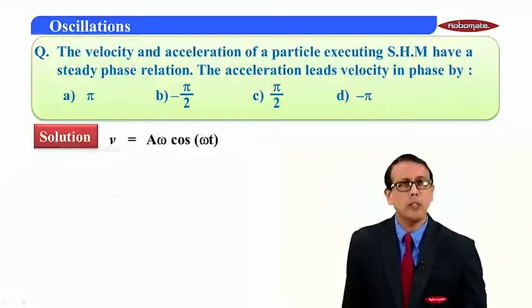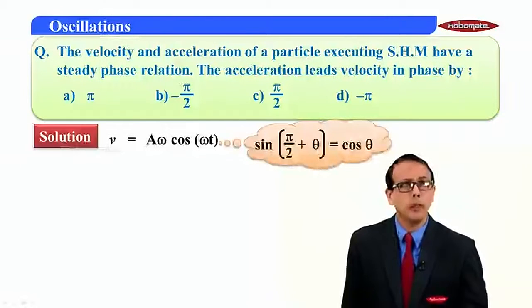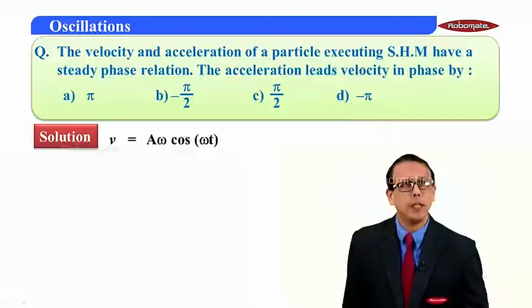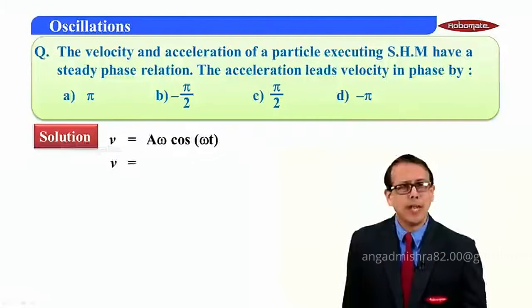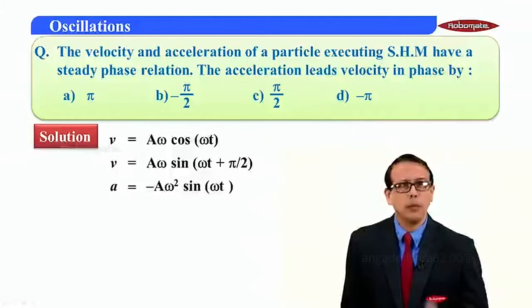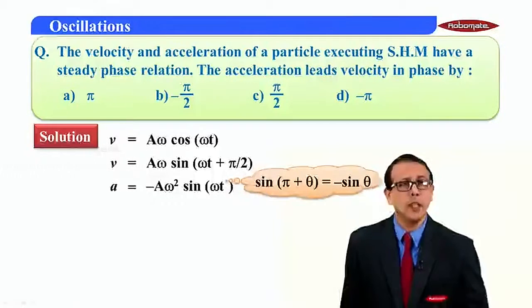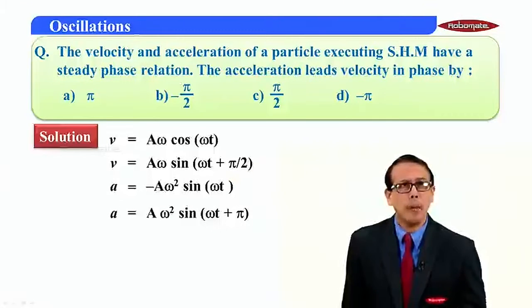To begin with, students, we know the formula of velocity is a omega cos omega t. As we know, sin pi by 2 plus theta is cos theta. Therefore, this formula of V can be written as V is equal to a omega sin omega t plus pi by 2. A is minus a omega square sin omega t. In terms of sin omega t, using the trigonometric formula sin pi plus theta is minus sin theta, A becomes a omega square sin omega t plus pi.